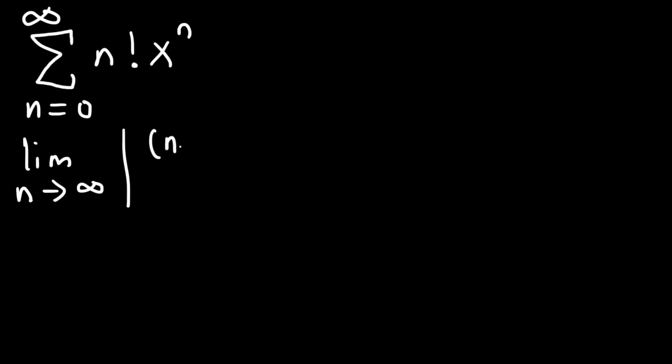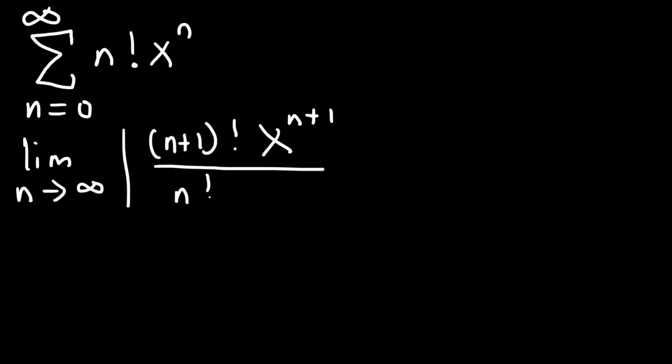This time we're going to have the series of n factorial times x to the n. Feel free to pause the video if you want to try it. So let's start with a ratio test. Now u sub n plus 1, that's going to be n plus 1 factorial times x to the n plus 1. And then we're going to divide it by u sub n, which is the original expression that we see here.